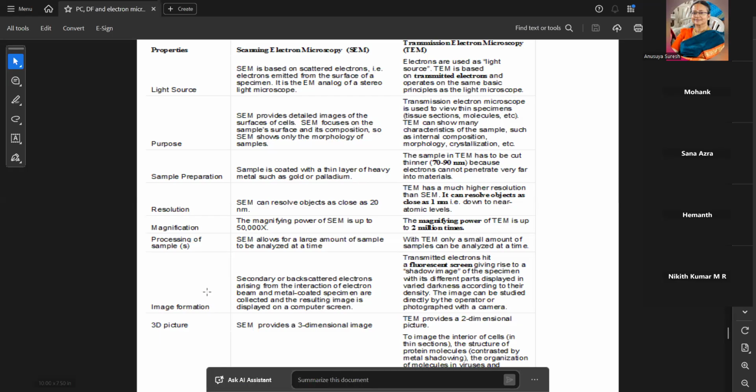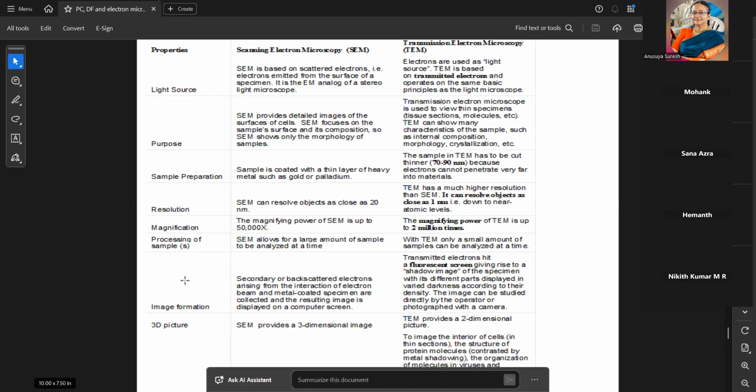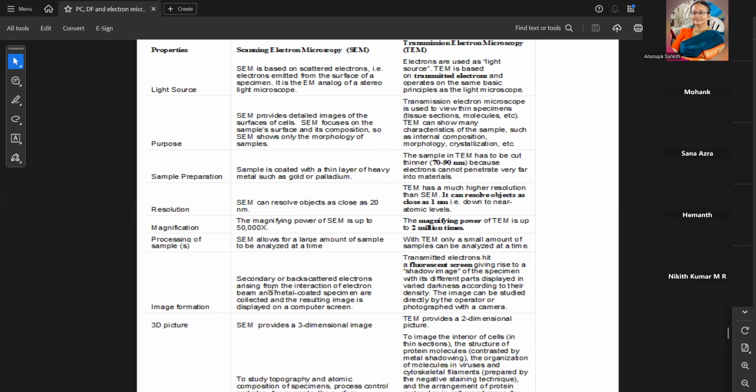So when the image is formed, a 3-dimensional image is formed in SEM. And in case of TEM, we get a 2-dimensional structure. So what are the uses of that? That is also given. You can use SEM wherever you want to study the topography, the surface and the composition of the surface. In case of TEM, we study the interior of the cells. That is the major difference.